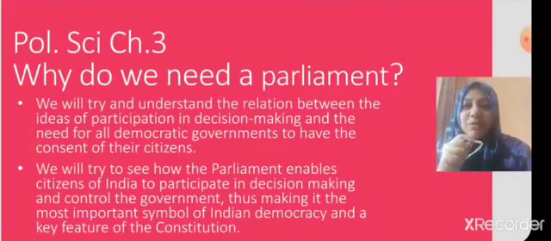So let us begin with our revision. Today we will revise Political Science Chapter 3. Why do we need a parliament? I hope everyone knows why parliament exists in our country.